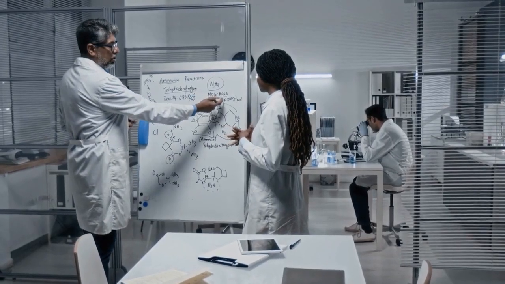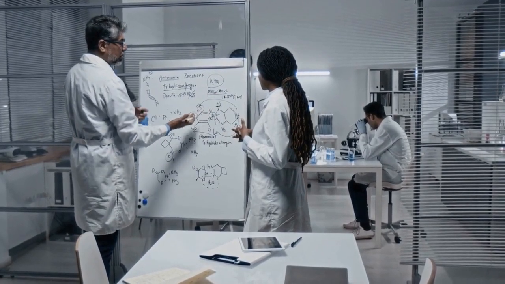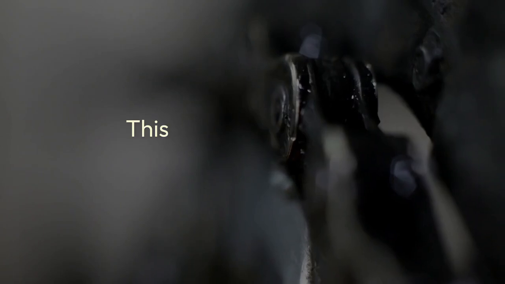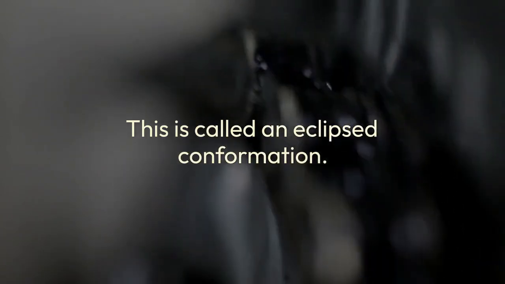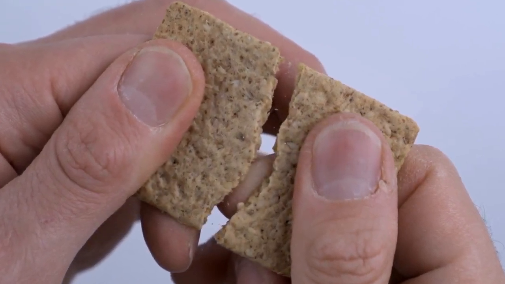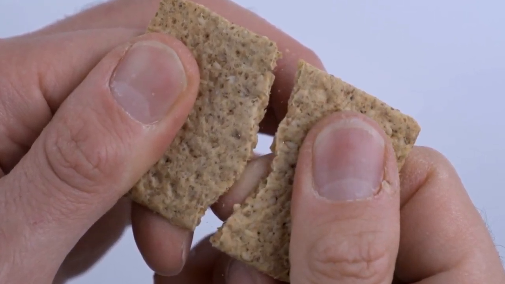When the groups on the front atom are perfectly aligned with the groups on the back atom, the dihedral angle is 0 degrees. This is called an eclipsed conformation. It's a high-energy, unstable state because the atoms are crowded together, causing steric hindrance.